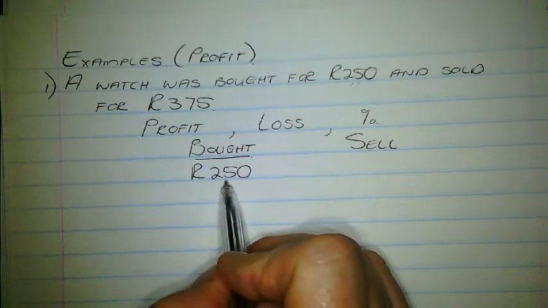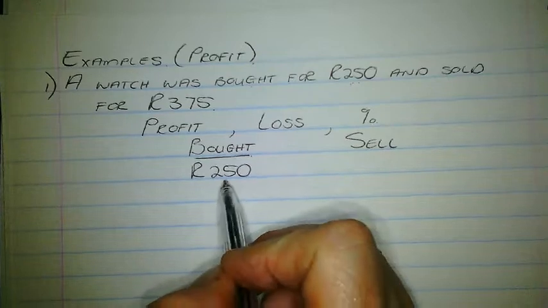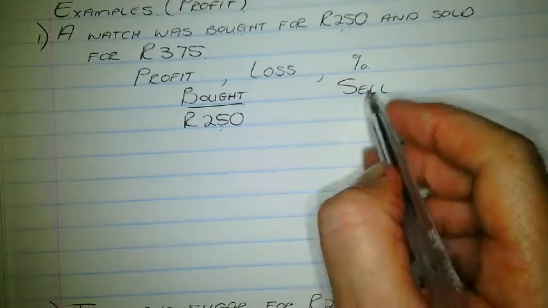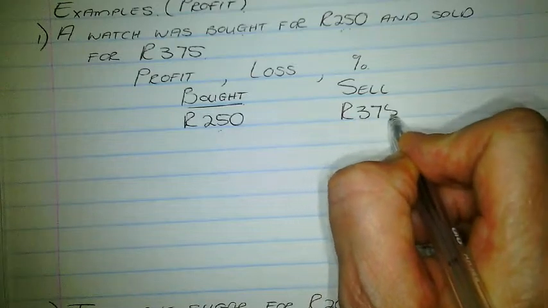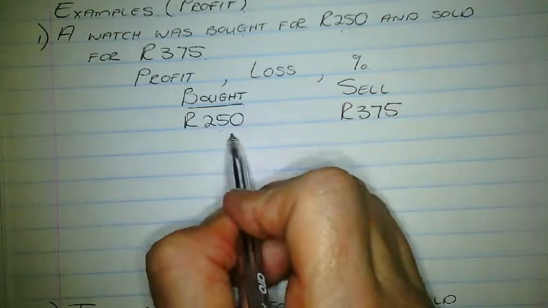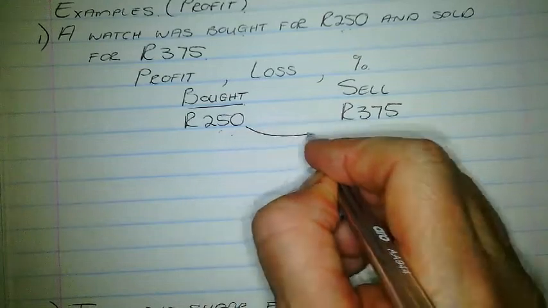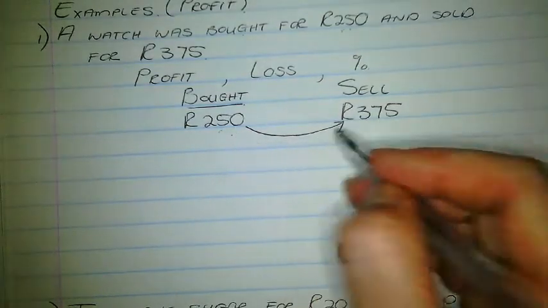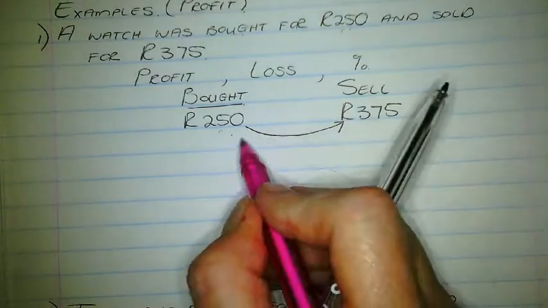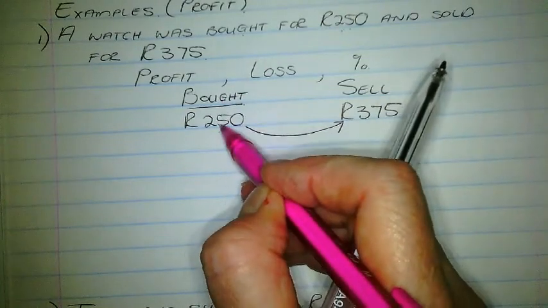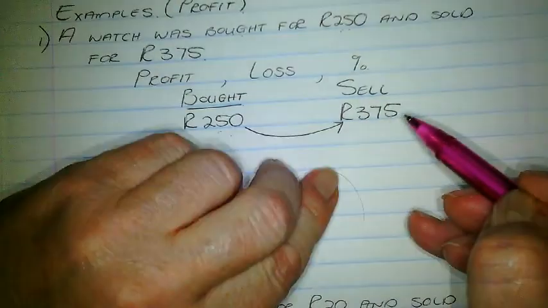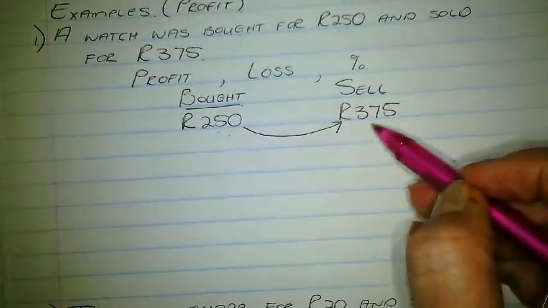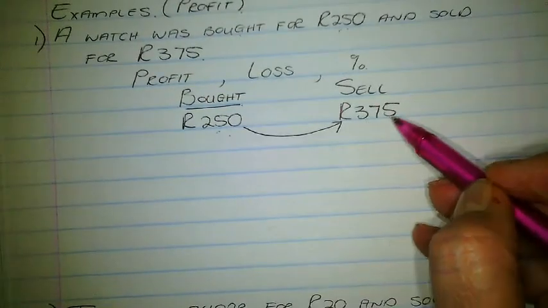So to bought it, when I bought it, it was 250. But when I sold it for 375 rand. So the buying comes first, and then you can make an arrow there if you want to. Then you have to calculate. I bought it for 250, but what is the difference between these two numbers now? 250 and 375.